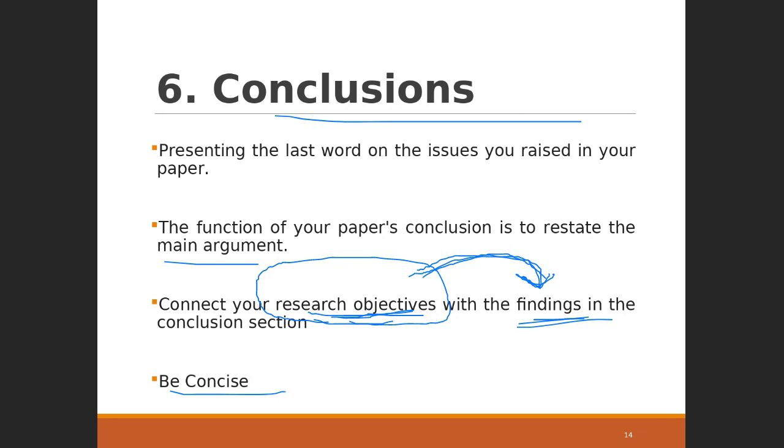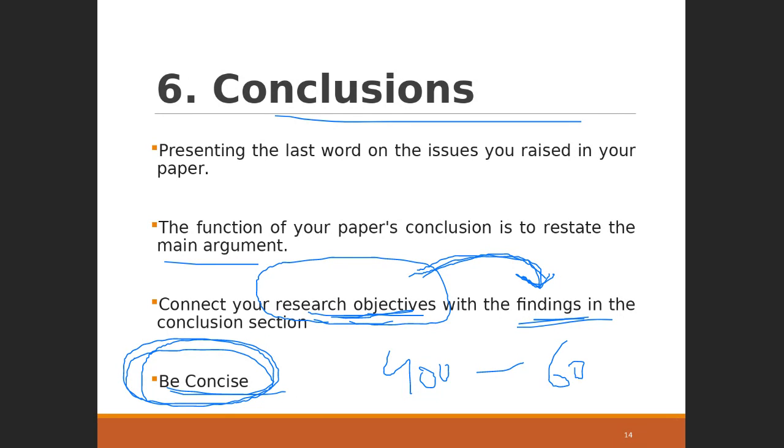That is why you have to be very concise in your conclusion, and the conclusion word limit is very small. It is around 400 to 600 words. So you don't have a lot of time, you don't have a lot of space, you don't have lots of words to explain your whole research report. So just focus on this important point: how your research objectives are fulfilled by the findings of your research report.